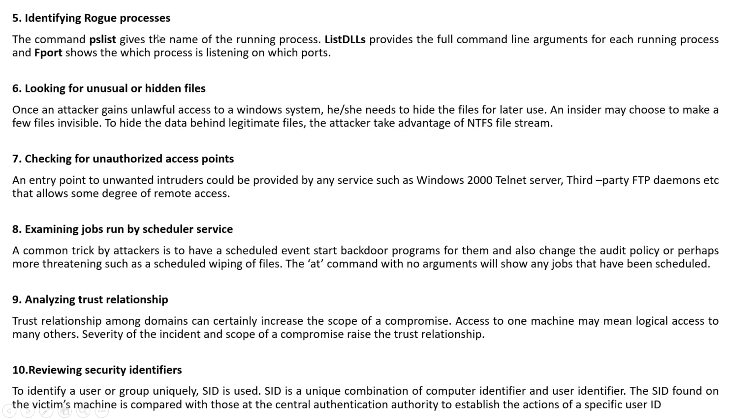To identify rogue processes, the commands that can be used are pslist, listdlls, and fport. These show the different processes that are running and on which particular port each is running. Investigators also try to find all the hidden files, because many files can be hidden using NTFS file streams.